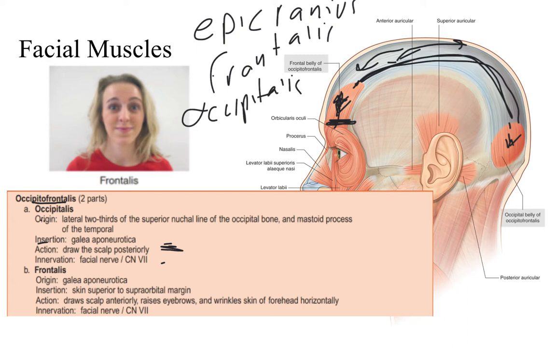All of these pictures right here that you'll see from your bare bones workbook will show you what the actions of the muscles are. If I couldn't pull something from the bare bones workbook, I added my own picture.